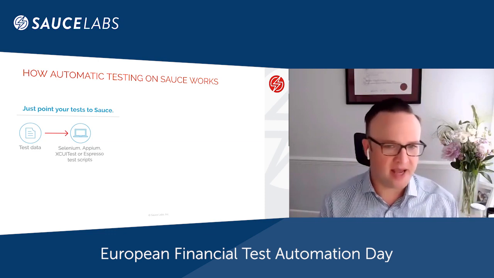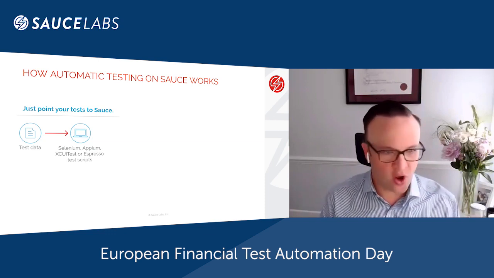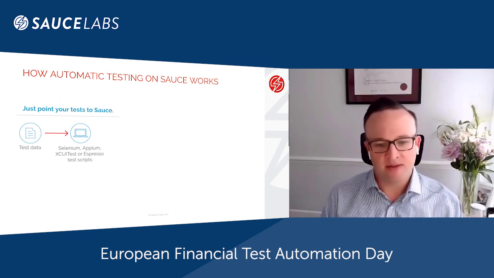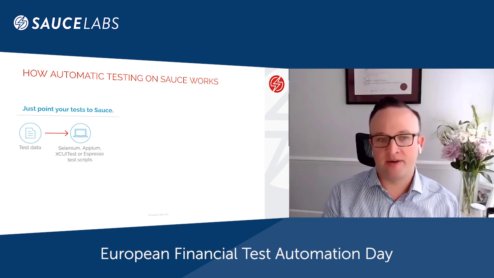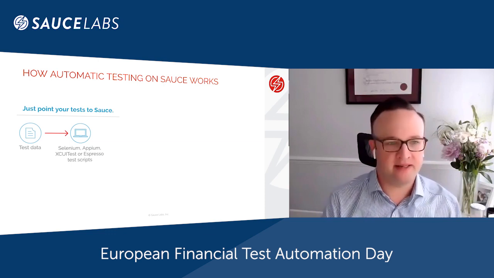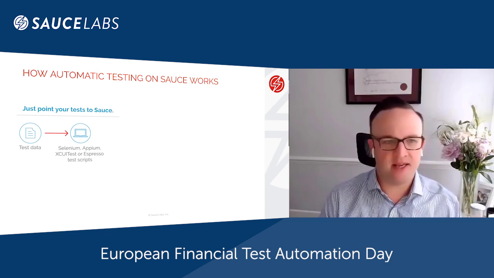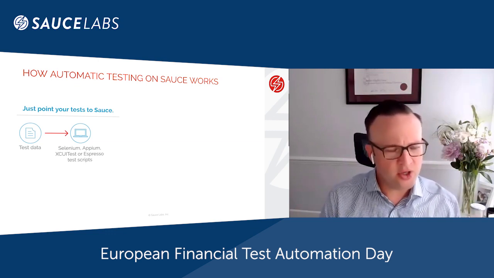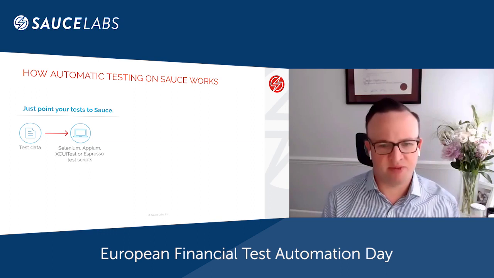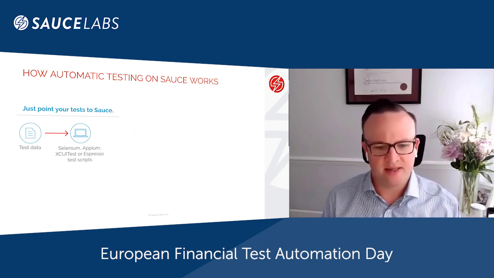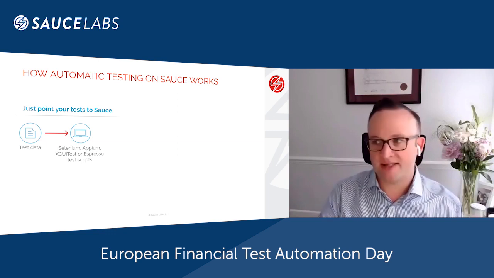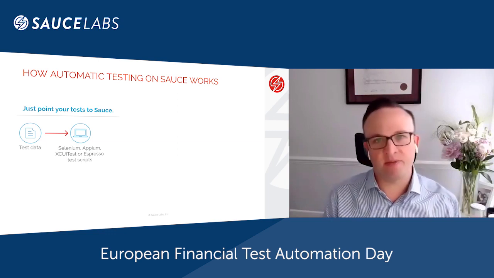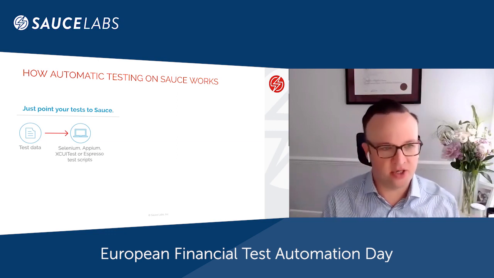We also have Appium. Appium is a kind of offshoot of Selenium, if you will, that allows us to test mobile native apps or mobile websites on real devices or emulators and simulators. So it's essentially the Selenium for mobile devices. You can also use XCUITest or Espresso test scripts with Sauce Labs. These are the native test frameworks of iOS and Android respectively, and so these will be familiar to your app developers.